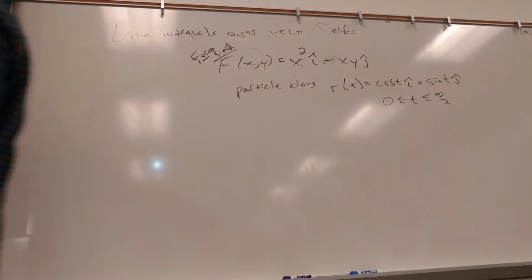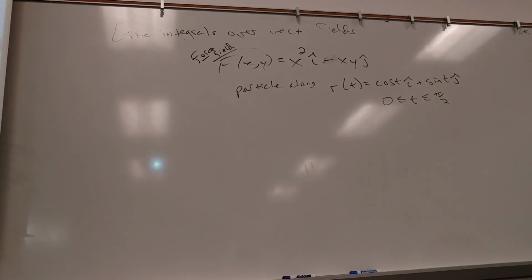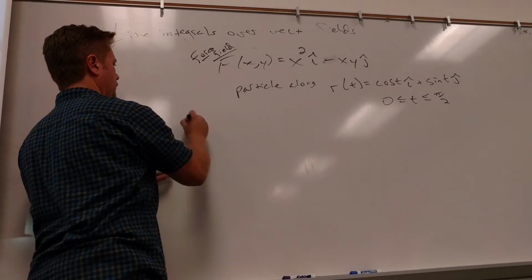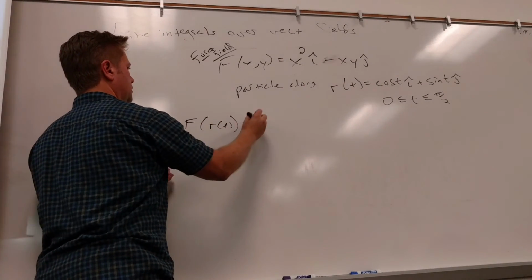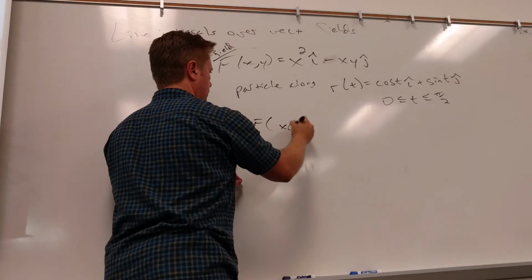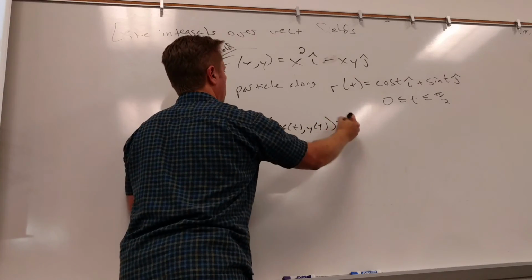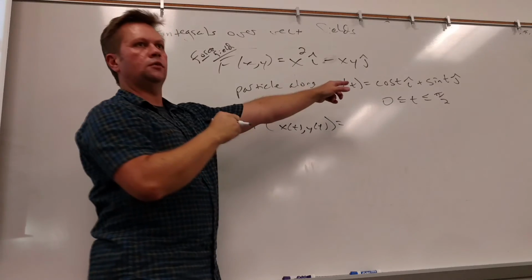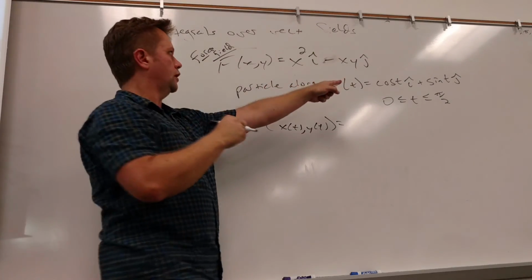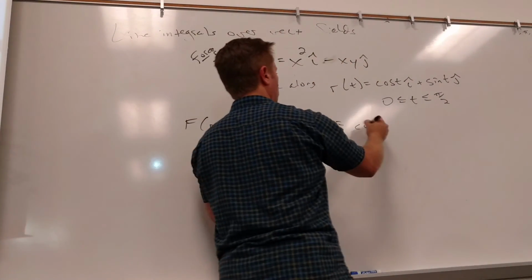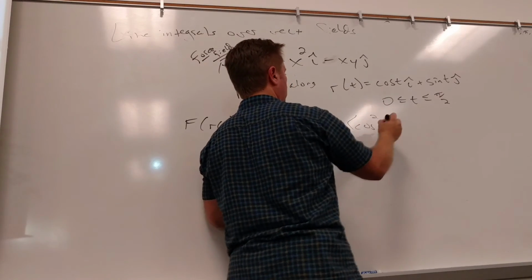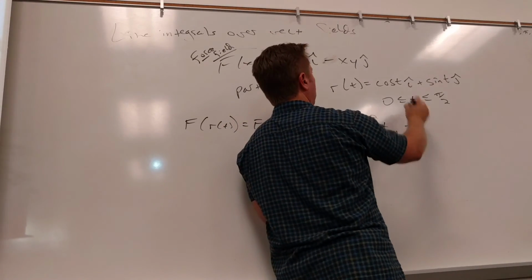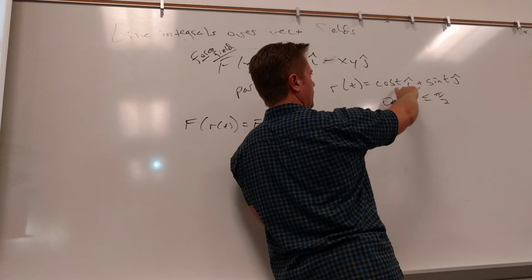So now I have to figure out what F of r of t is. It's not too bad. F is this, so what's F of r of t? It's just going to be F of x of t, y of t, which is going to be what happens here. What's the x piece going to be? Cosine squared. Yeah, cosine t is x, so I get cosine squared. Let me just write like this. Negative, what's going to happen here? Cosine sine.